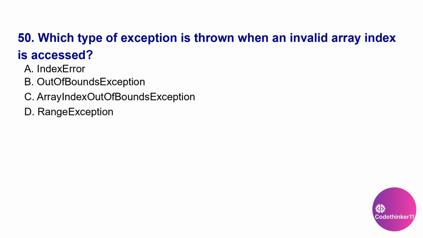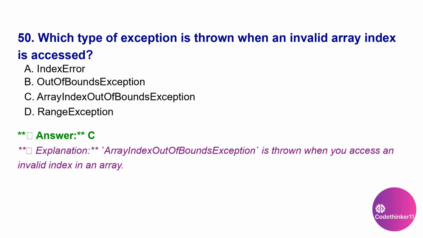Question 50. Which type of exception is thrown when an invalid array index is accessed? Option A. Index error. Option B. Out of bounds exception. Option C. Array index out of bounds exception. Option D. Range exception. The correct answer is option C. Explanation. Array index out of bounds exception is thrown when you access an invalid index in an array.